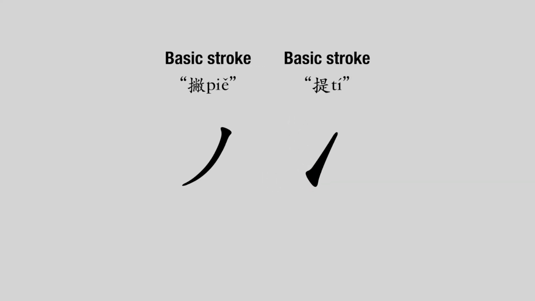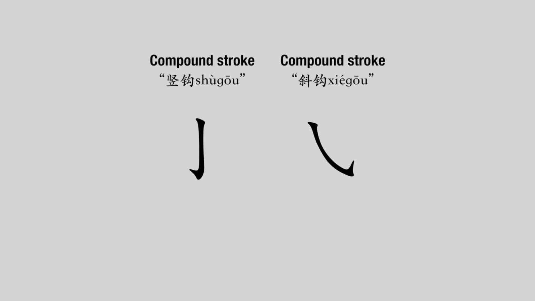It looks like the stroke 撇, but 撇 should be written from the top to lower left. You can see that these 2 strokes are written in almost opposite directions. There are 2 new compound strokes in this character, which are 竖钩 and 斜钩. They should be written in 1 stroke.